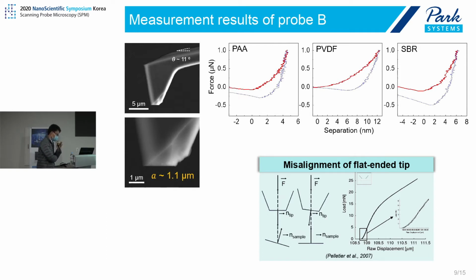Another issue is that, due to the misalignment, local plastic deformation near the tip edge can readily occur, which causes further difficulty in the data interpretation based on the elastic contact model. So the overall result of the flat-ended tip measurement suggests that a flat-ended tip is not recommended for the measurement of mechanical properties, even at the nanoscale, and for relatively soft materials like polymers.